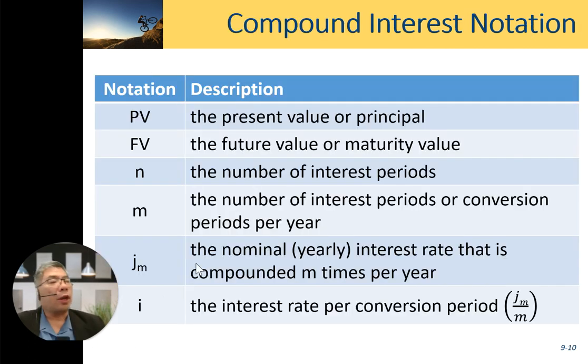Okay, look at the compound interest notations. PV means the present value of the principal, FV is the future value or maturity value, N is the number of interest periods, M is the number of conversion periods per year, and JM is the nominal interest rate compounded M times per year. And then i is the interest rate per conversion period, which is JM divided by M.